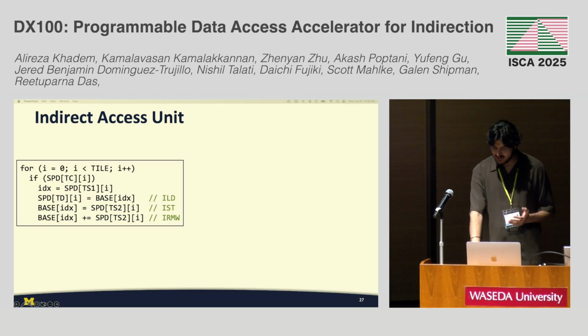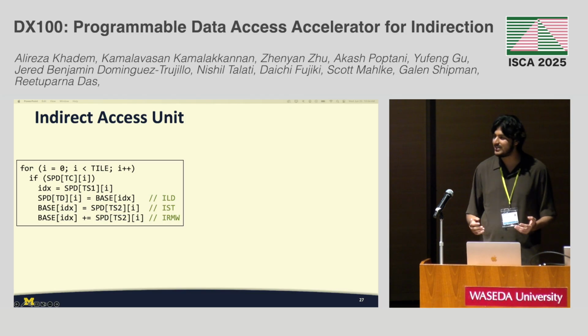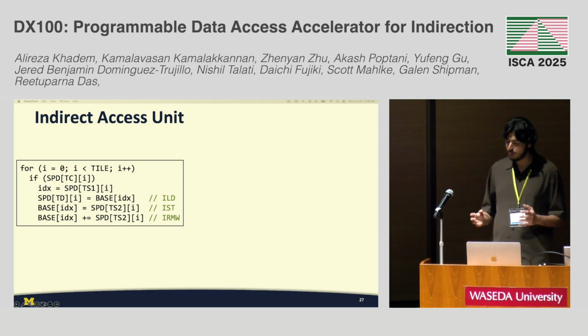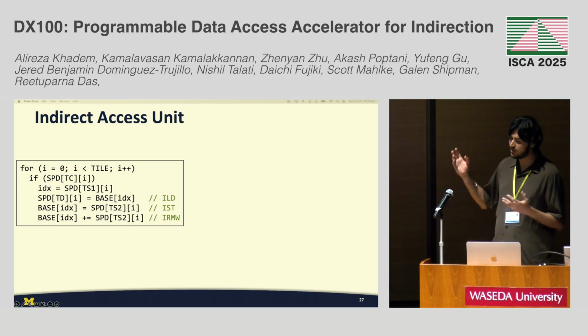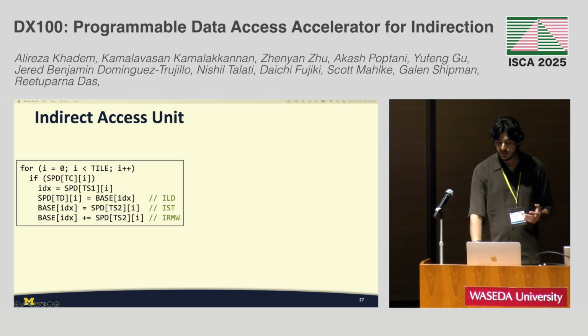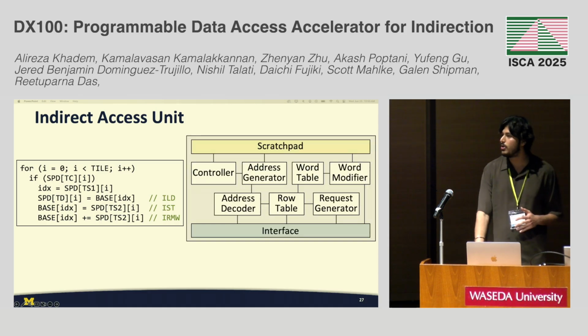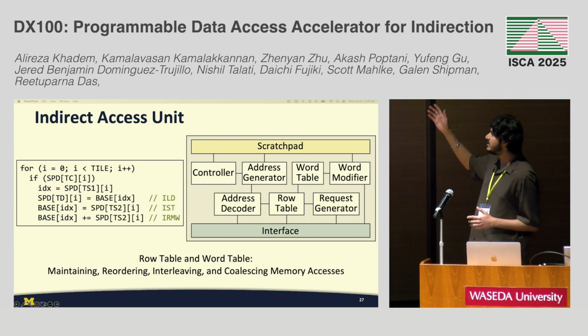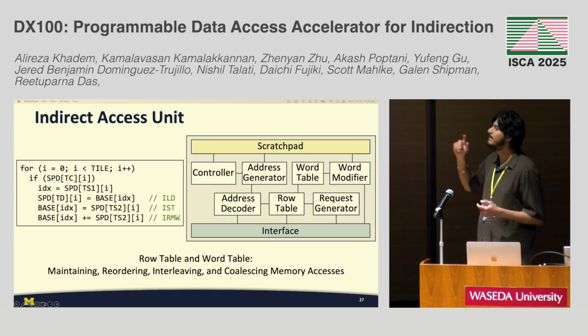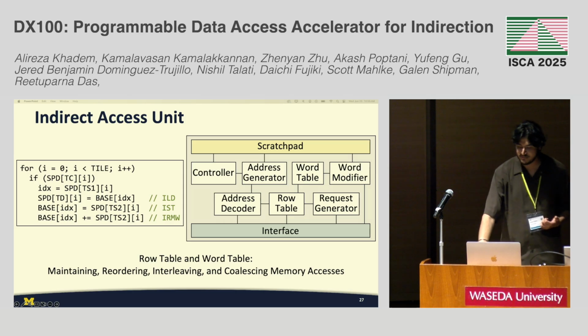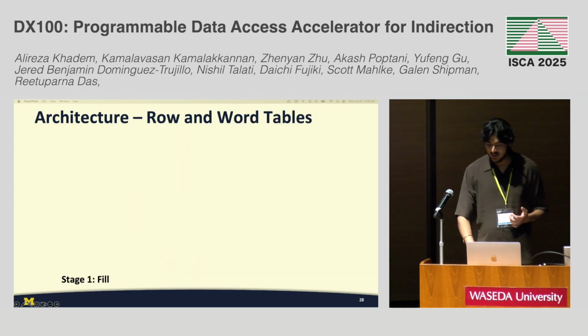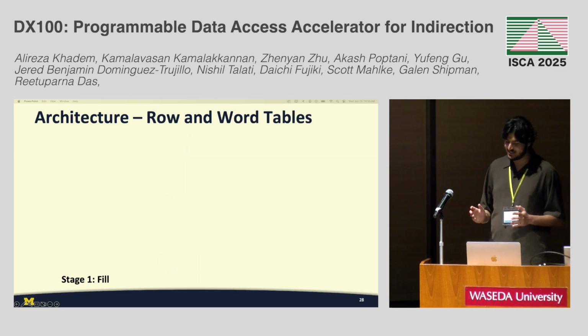Indirect access units receive a tile of conditions, indices, values, and perform a bulk indirect load, store, and read, modify, write. This unit itself has a lot of components. The most important ones here are the row table and the word table. The row table and the word table maintain, reorder, interleave, and coalesce memory accesses. The indirect unit operates in 3 stages.